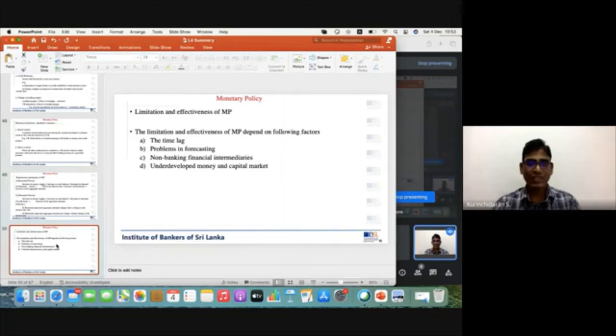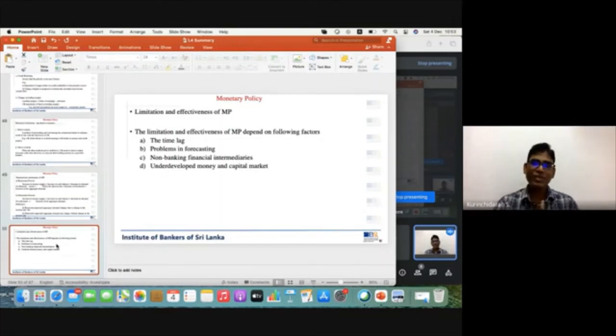One, as I explained, time lag, right? Second, problem in forecasting. Third, non-banking financial intermediaries, and underdeveloped money and capital market. I just touched upon earlier as well. The time lag: even if you increase the interest rate today, it will take more time to reach the ultimate agent, that may be the general public, right? So there will be a three-quarters gap. Then people will perceive that the central bank is not doing well, but there is the limitation already there. And second, problems in forecasting.